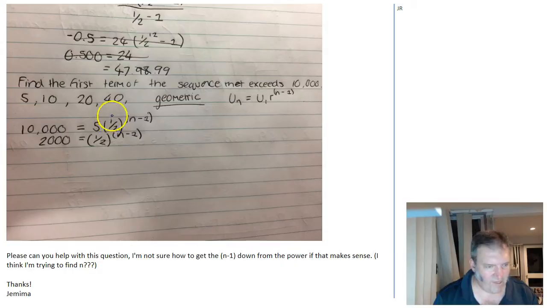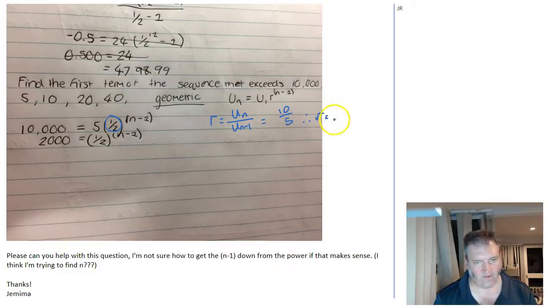A couple of things we need to be careful of here. First of all, the ratio, remember? We obtain the ratio from taking one term and dividing it by the preceding term. So in this case, we could take 10 and divide it by 5. That's right, we could get r is equal to 2. I think we've got it upside down there.